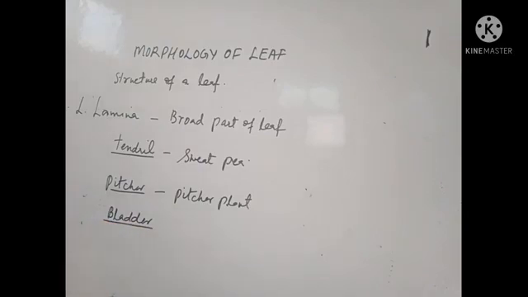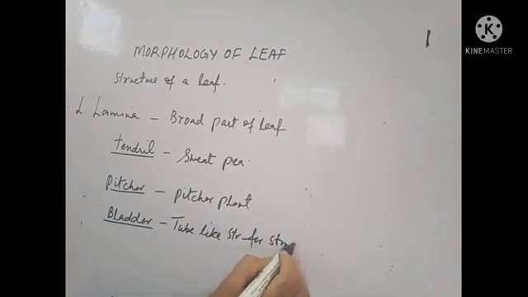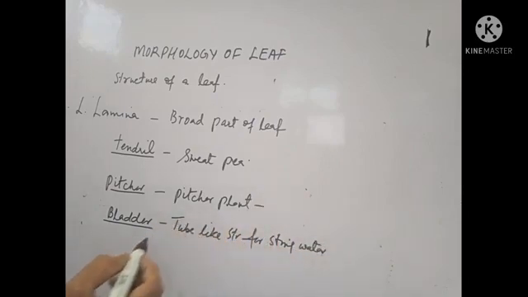This too is a modification of lamina, and it also is a tube-like structure for storing water. We can say it is a tube-like structure for storing water. It's a tube-like structure for catching insects, and this bladder modification is found in bladderwort. Example is bladderwort.